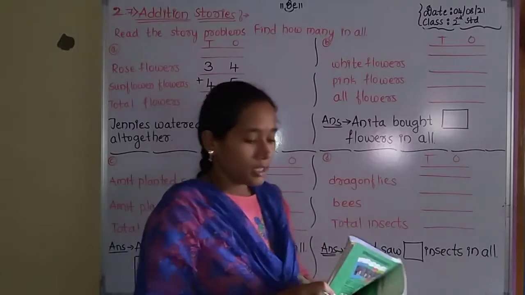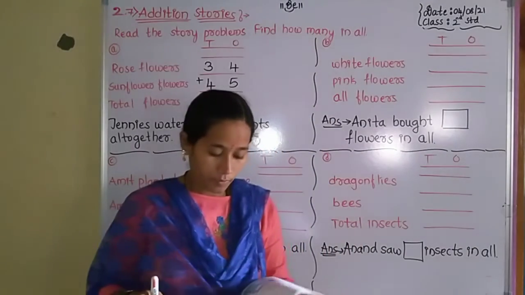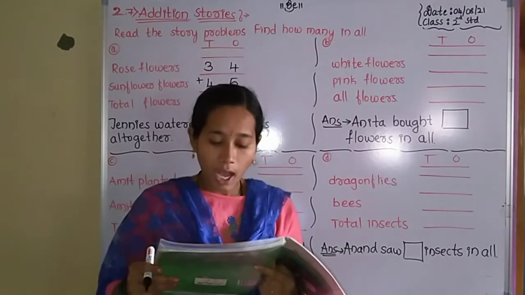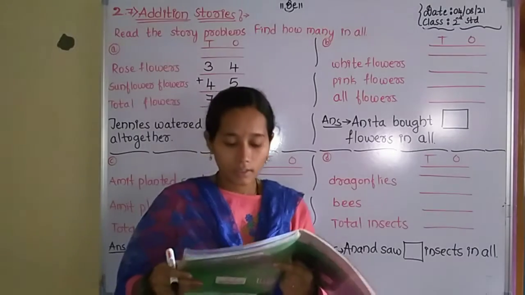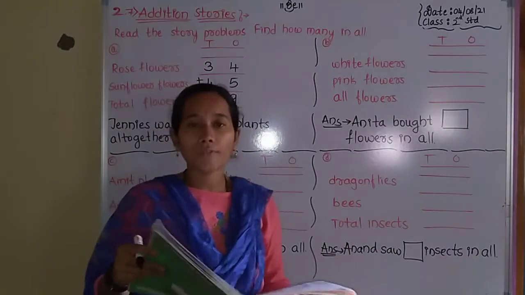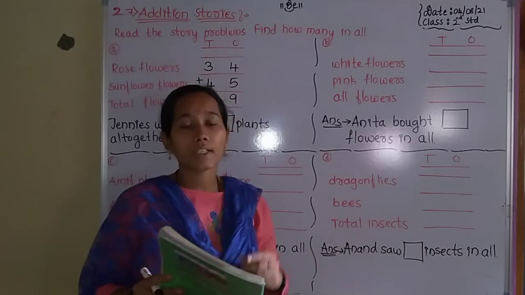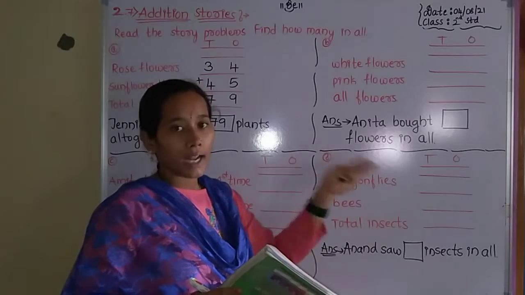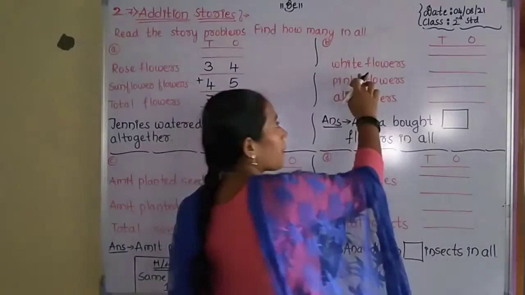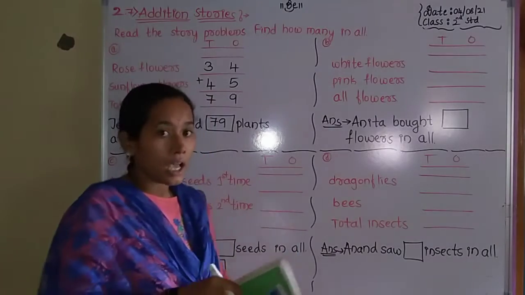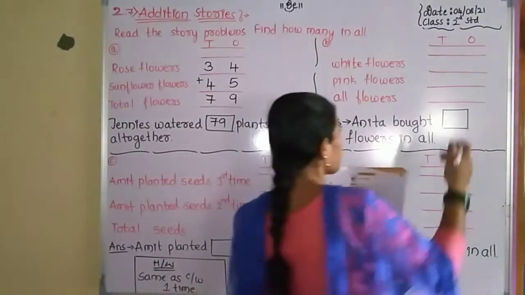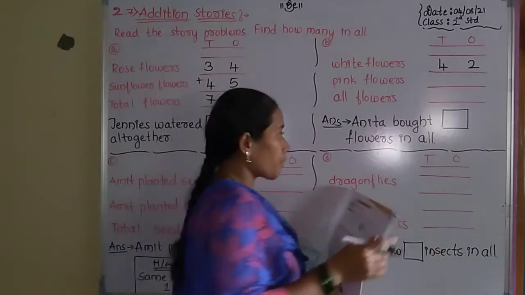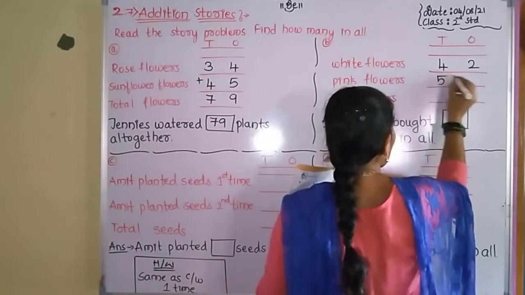Then the next one, B. First you have to write the question. Anita bought 42 white flowers and 54 pink flowers. How many flowers did she buy in all? Here Anita bought two different colored flowers, white and pink. We have to write them separately as addends. How many white flowers did she bring? 42. With respect to the question only we have to write that. Next, 54 pink flowers.